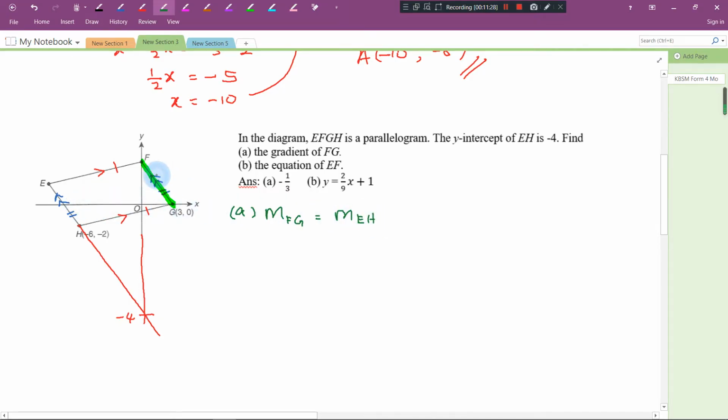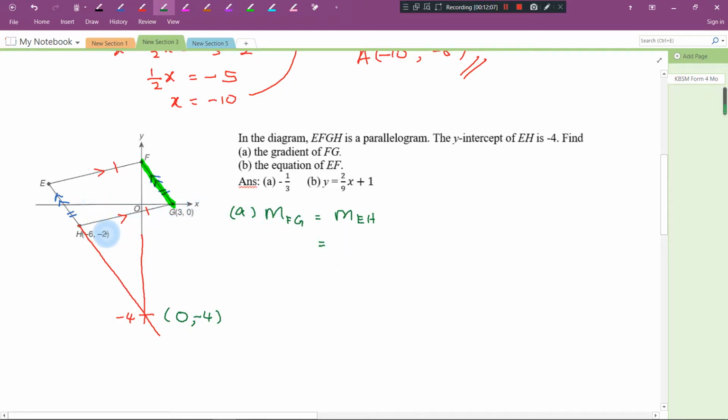Parallel means that they have the same gradient. So now I forget about the coordinate for F. I try to get 2 points on the straight line EH to help me get the gradient for this FG. But I only have 1 point here, which is (-6, -2). Okay, don't forget we have another point here, right? On the y-axis, x equals 0, and y is equal to -4. Now I have 2 points.